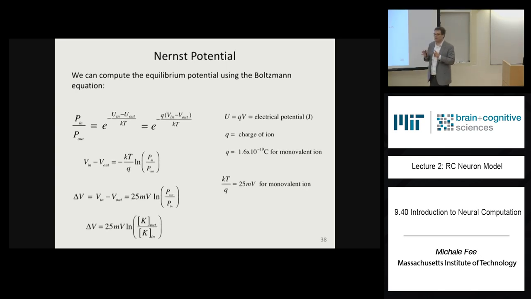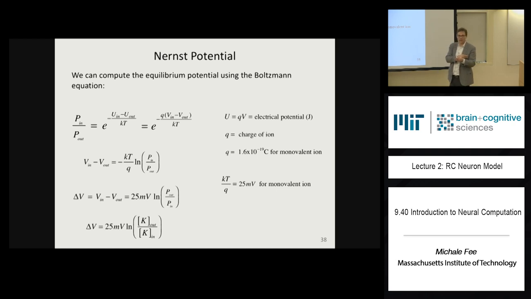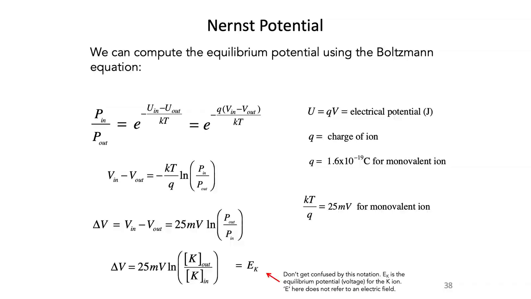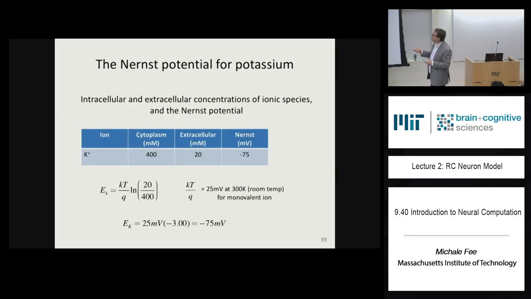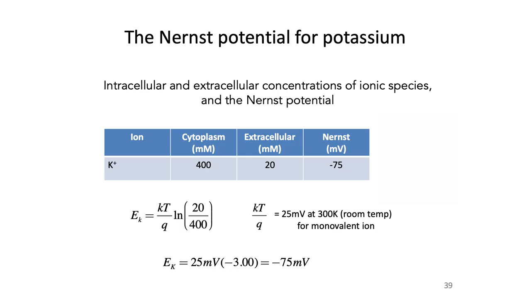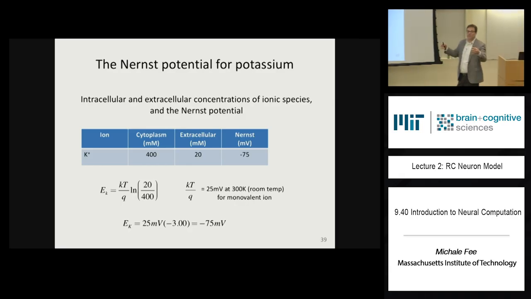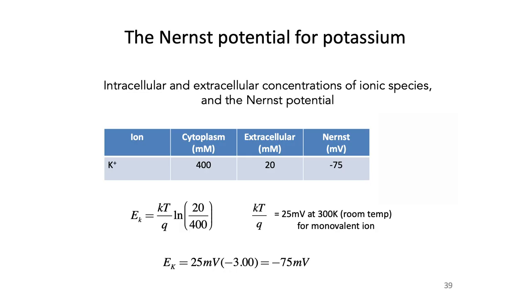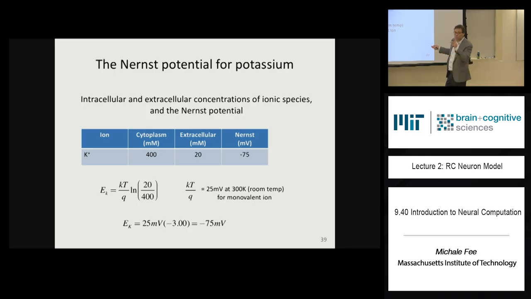And that's exactly the same equation that we get if you do that much more complicated derivation, balancing Fick's law and Ohm's law. And this is equilibrium potential here, not electric field. Okay, so let's take a look at potassium concentrations in a real cell. This is from squid giant axon: 400 millimolar inside, 20 millimolar outside, so there's a lot of potassium inside of a cell, not very much outside. Plug those into our equation. kT over Q is 25 millivolts at room temperature. The log of that concentration ratio is minus 3, so EK is minus 75 millivolts.